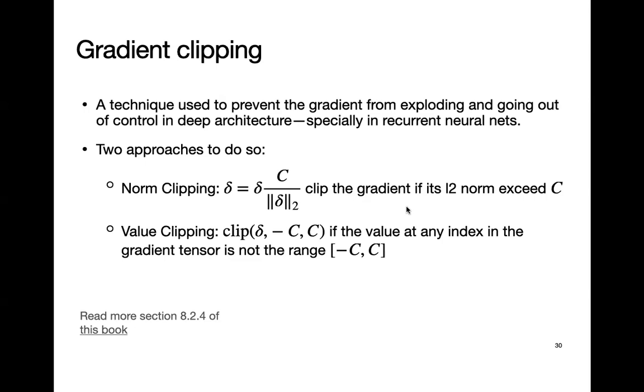The other type of clipping is value clipping. In value clipping, instead of checking the norm, we check just the value. We specify a range, like minus C to C, and if the weights are out of this range, we clip them and let them sit on the border of that range. So this clip function can be easily implemented to make sure that the gradient stays bounded.